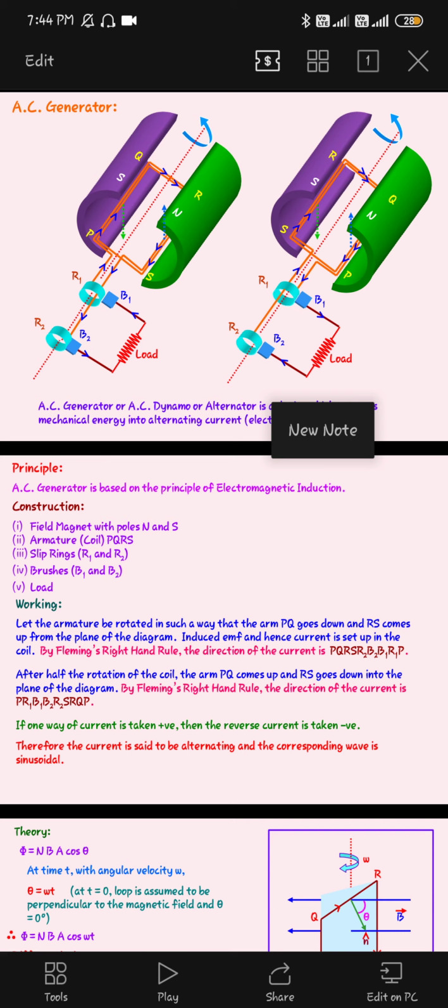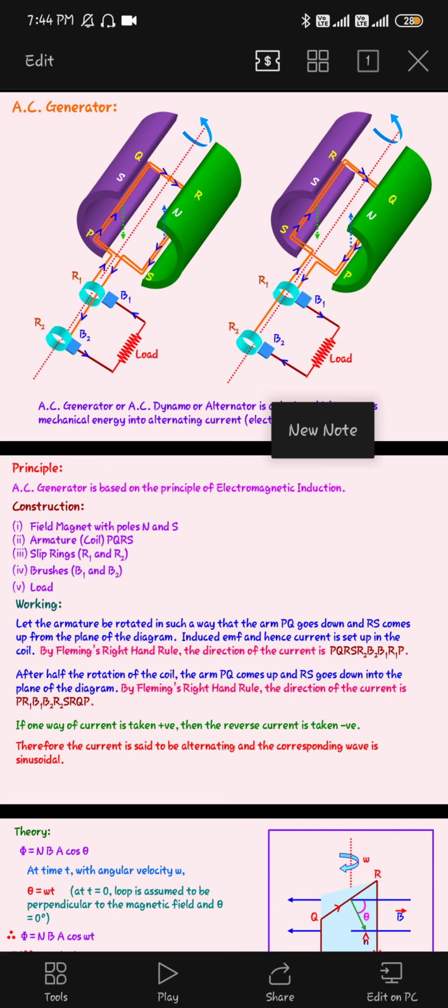So in the figure we have an armature coil which is rotated in such a way that the arm PQ goes down and arm RS comes up from the plane of the diagram. Induced EMF, hence induced current, is set up in the coil. The direction of induced EMF is given by Fleming's right hand rule, and the direction of the induced current is along PQRS R2 B2 B1 R1 P.